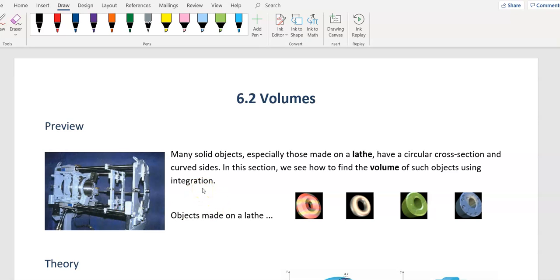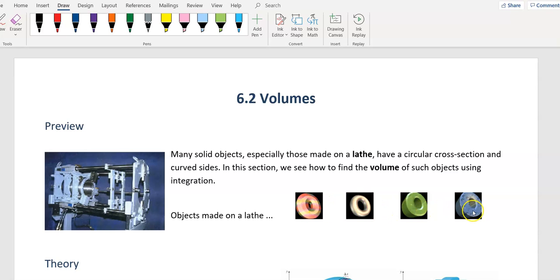So in the last section, we learned how to define the area under the curve using integration. And in this section, we're going to be able to find volume using integration. So the shapes created by a lathe have these circular cross sections. This one right here looks like a donut to me. So the center's cut out, but there is definitely a volume there.